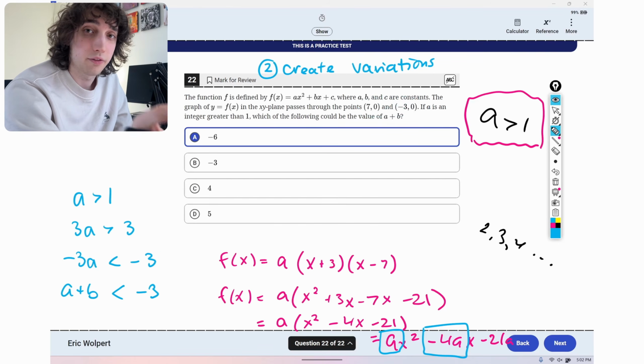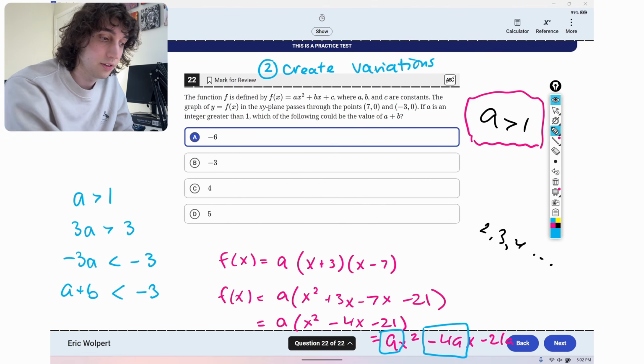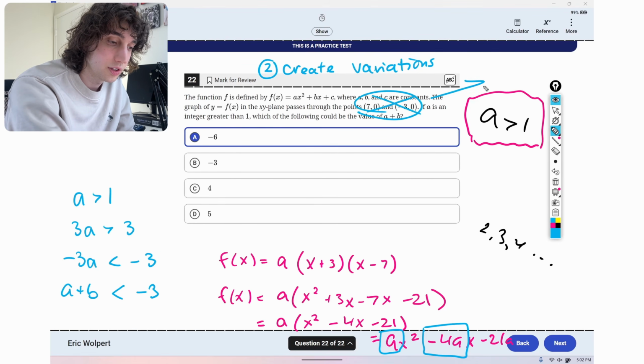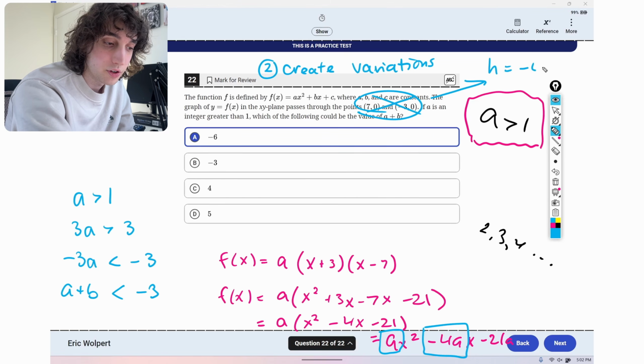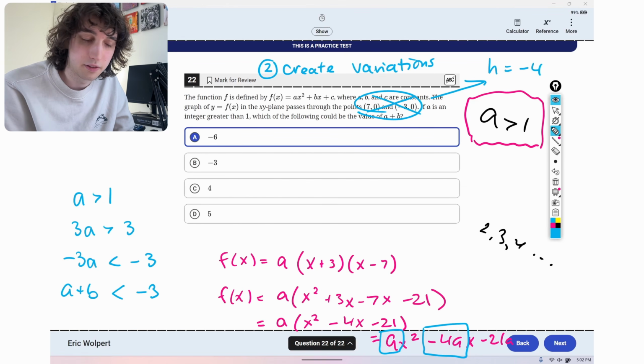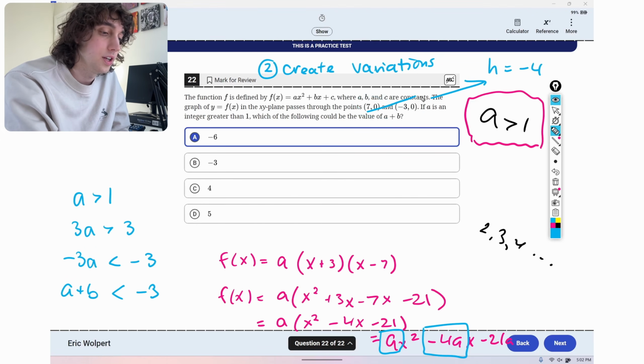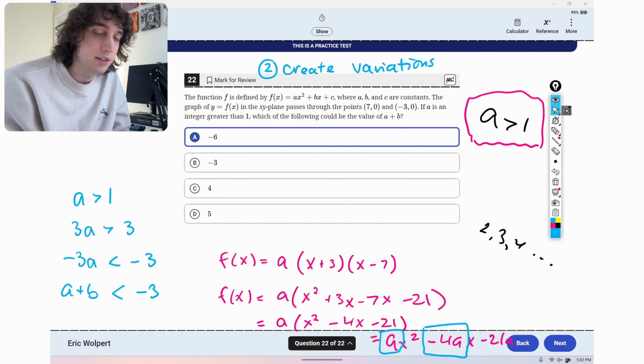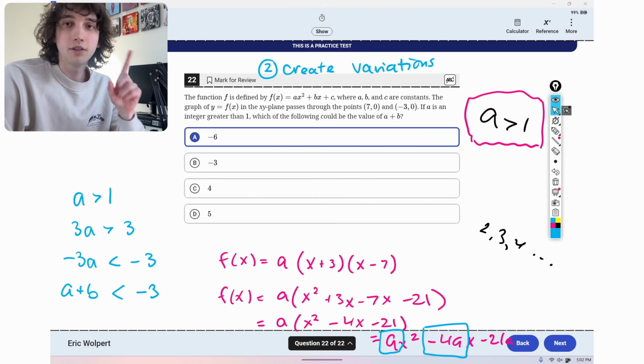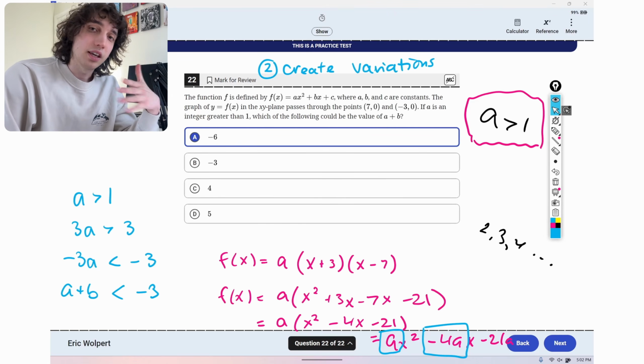Another thing you can do with your variations is change up the information that you're given. So instead of being given the solutions, maybe you're given the x-coordinate of the vertex. Let's say the x-coordinate of the vertex is negative 4. How would you solve the problem if that were the case? So there are a lot of different variations that you can make, and that's sort of the best way to get a lot of value out of a single problem that you miss. And it also gets you thinking about the right things.